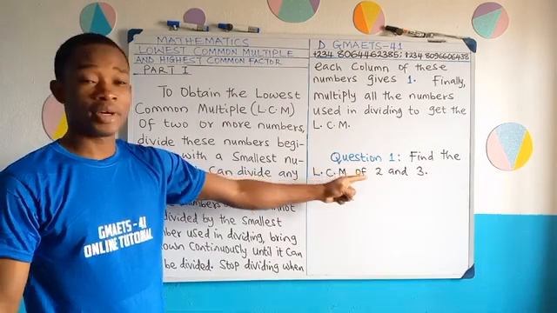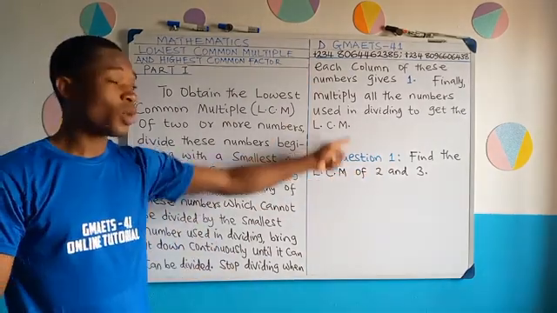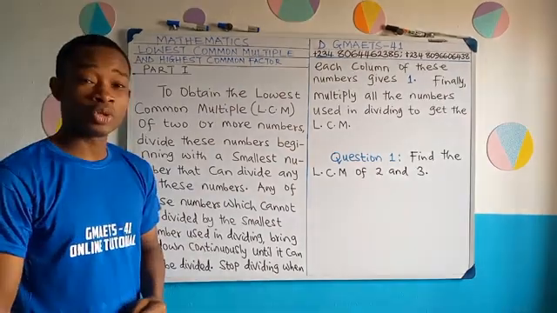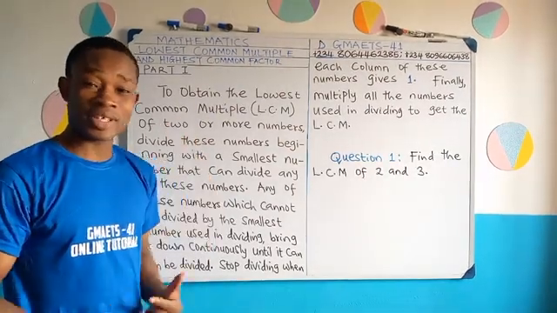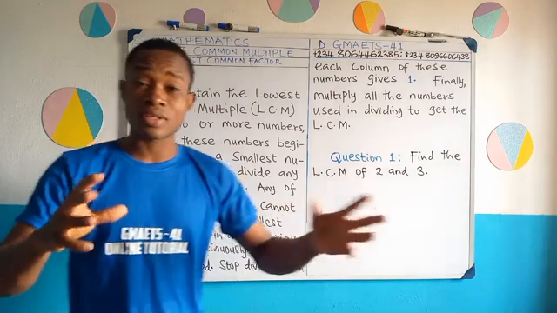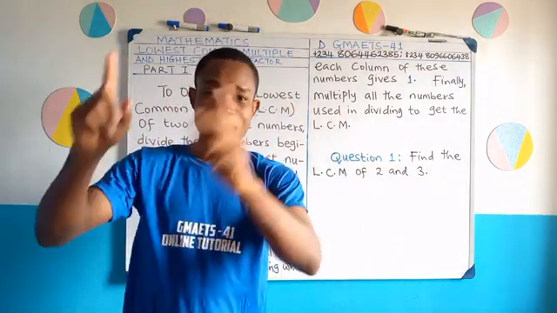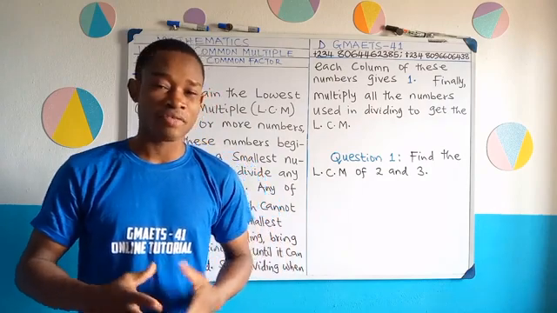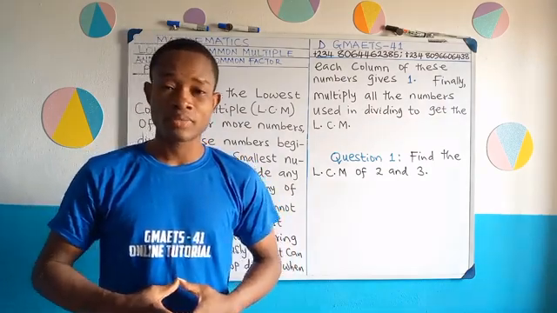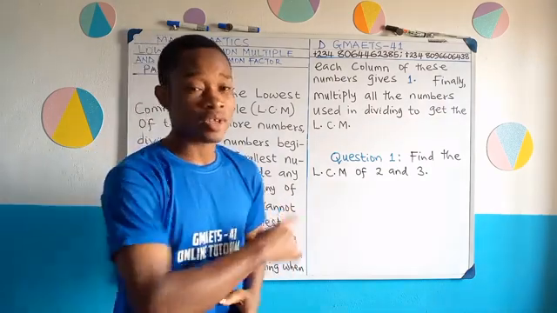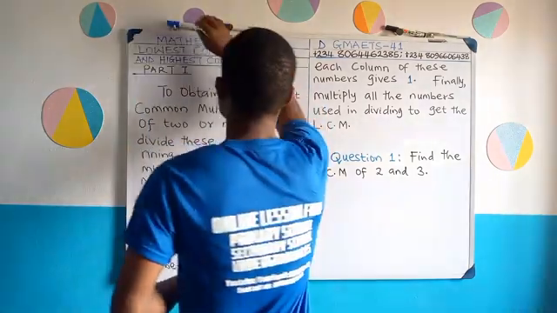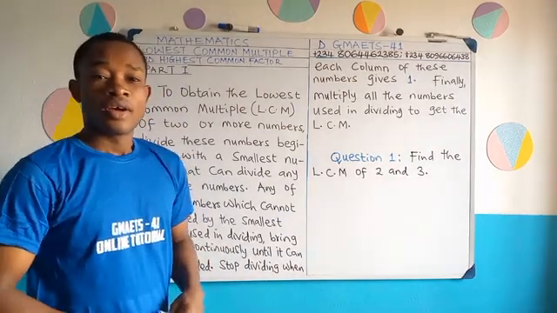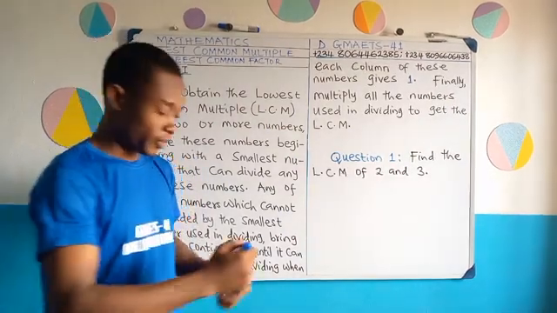I have a question here I'm going to use in demonstrating what this note is talking about. We have to find the LCM of 2 and 3. Remember, we already stated that the LCM of 2 and 3 is 6 when I used the 2 times table and 3 times table to check it. But I told you that is not the best way of finding the LCM of 2 or more numbers. So let us see how we solve this question. Find the LCM of 2 and 3.